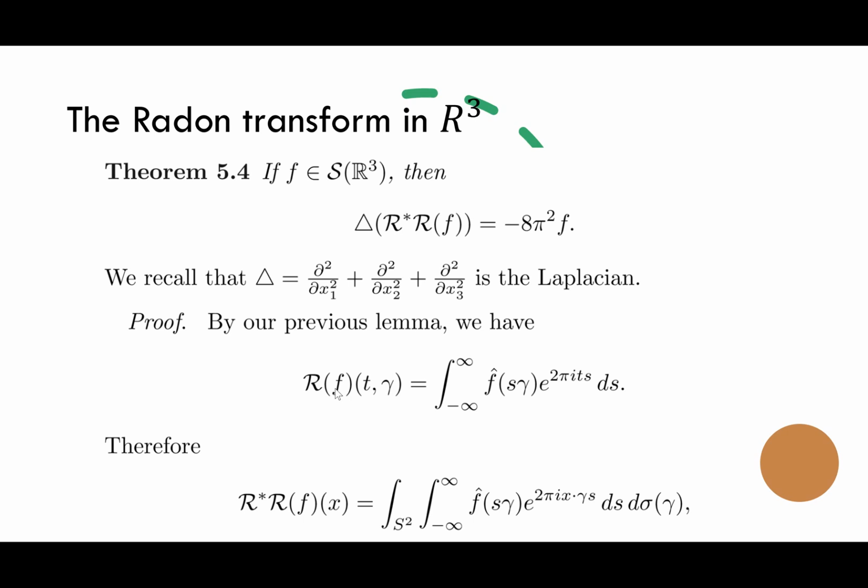Now, using this identity, we can prove our theorem 5.4, which is: if f is in S(R3), then the Laplacian of R star Rf is equal to negative 8 pi squared f. Here, delta is the Laplacian. The proof is like this. By the previous lemma, we have Rf(t, gamma) equal to integrating f hat(s gamma) e to the power of 2 pi i s t ds from negative infinity to positive infinity.